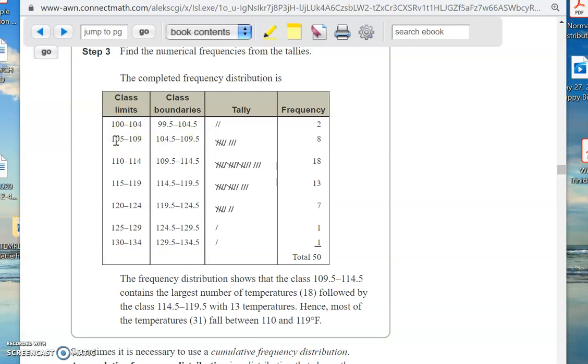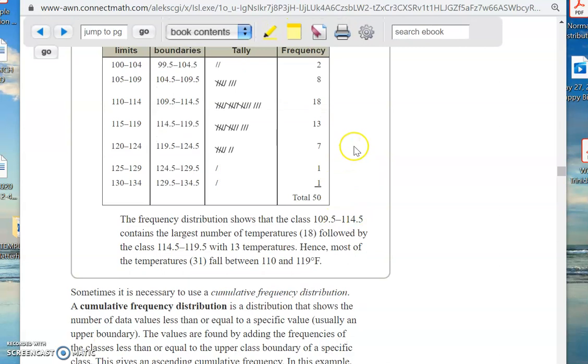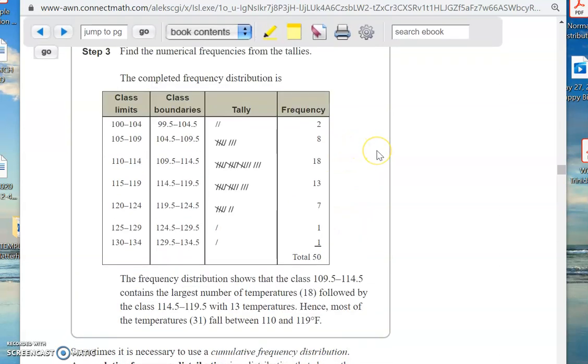If the class limit is 105 to 109, the class boundaries are going to be a little bit less, 104.5, and a little bit more, 109.5. You do your tally, boom, you come up with your frequency. So here's the frequency distribution. And the only value to this is that now you can look at this and you have a little better idea of the data. You have some idea of what to do with it.